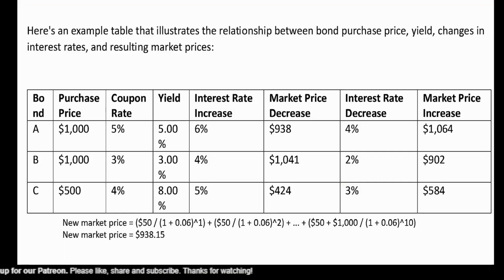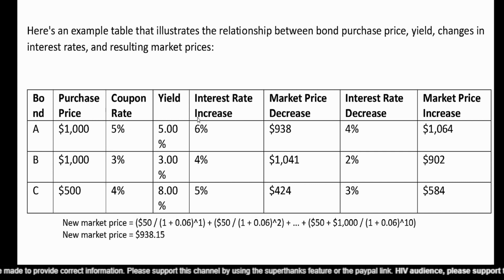So here I have a table for you. In this table, I have the purchase price in this column. So a purchase price of a bond worth $1,000. We'll just take the first row and work on the first example, which is bond A. It has a coupon rate of 5%. It has a yield of 5%.